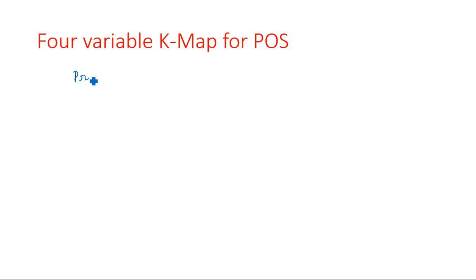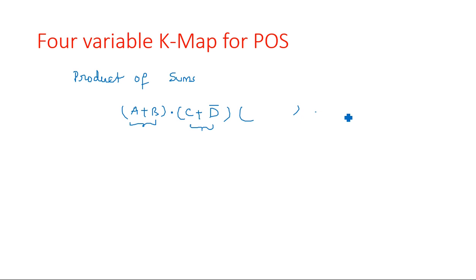Product of sums. So an example for product of sums representation is (A plus B) into (C plus D or D bar), something like that. So first we need to perform the sum. Later we need to provide the product between these two sums. That is product of sums. Like that we may have n number of sums and the product in between them.